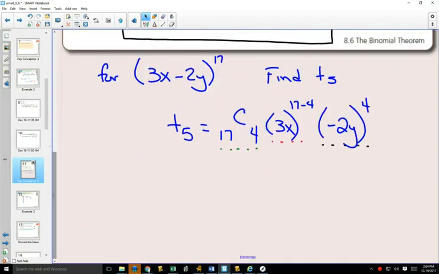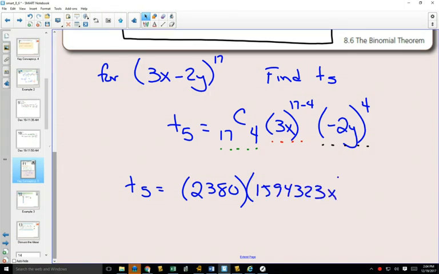And we are going to get some very big numbers in this one. So if I go to my calculator and I go 17 choose 4, that's 2,380. Here I'm going to get 3 to the power of 13. Yep, that's not small at all. 1,594,323. And I will have x to the power of 13 as well. And here I'm going to have a negative 2 to the power of 4. Is that going to be a positive answer or negative? It's going to be positive. y to the 4. So first you're going to simplify each of those 3 things separately.